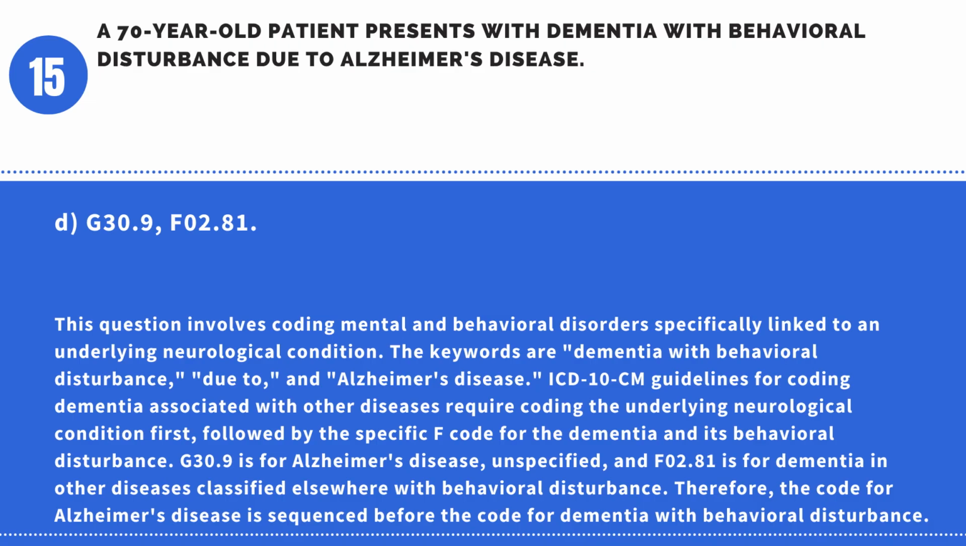ICD-10-CM guidelines for coding dementia associated with other diseases require coding the underlying neurological condition first, followed by the specific F code for the dementia and its behavioral disturbance. G30.9 is for Alzheimer's disease, unspecified, and F02.81 is for dementia in other diseases classified elsewhere with behavioral disturbance. Therefore, the code for Alzheimer's disease is sequenced before the code for dementia with behavioral disturbance.